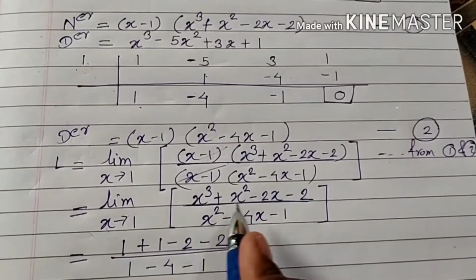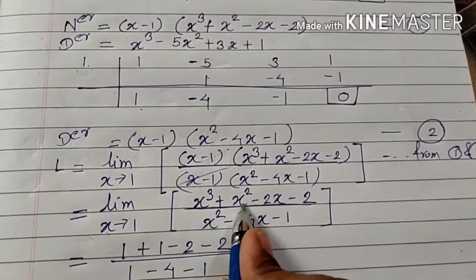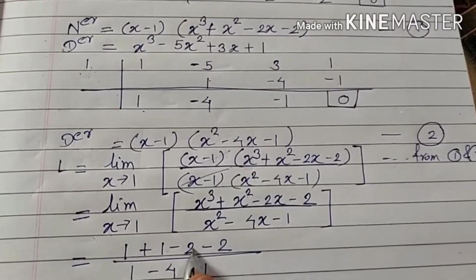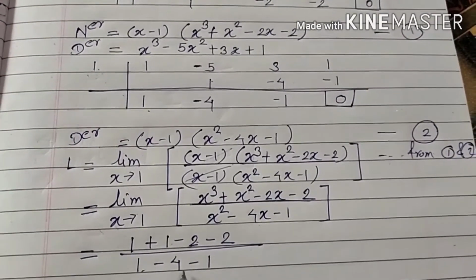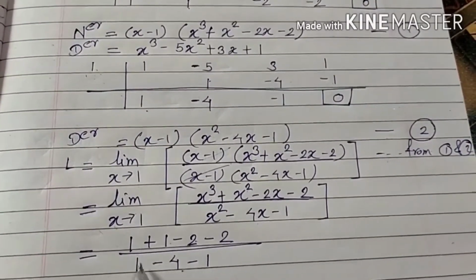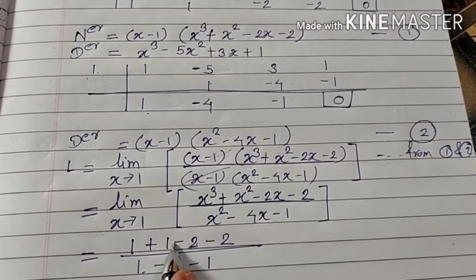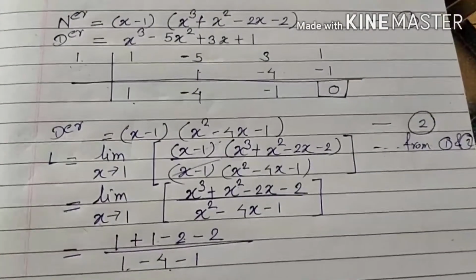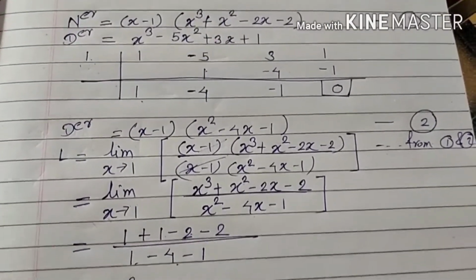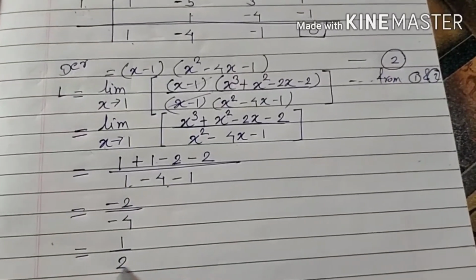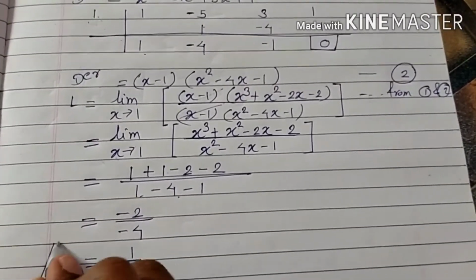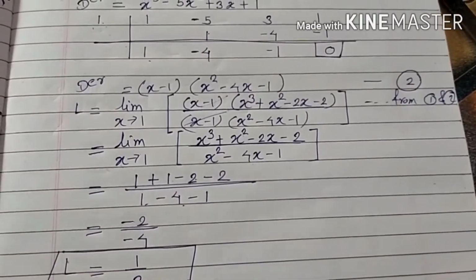So here x tends to 1, so it is 1 cube is 1, 1 square is 1, minus 2 into 1 is minus 2, this minus 2, 1 square is 1, minus 4 into 1 is minus 4, and this is minus 1. So this is plus 1 and minus 2 cancel, so it is minus 2 upon minus 4, so it is 1 by 2. So this is the answer of our limit.